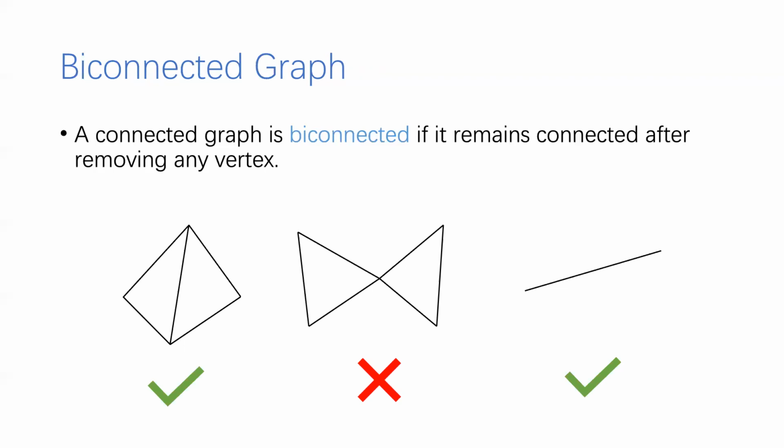While the graph in the middle is not biconnected. Removing the middle vertex will break the graph into two pieces. And the graph on the right is biconnected, since a single vertex is a connected graph. Note that this graph has minimum cut size only 1, so a biconnected graph may be not two edge connected.